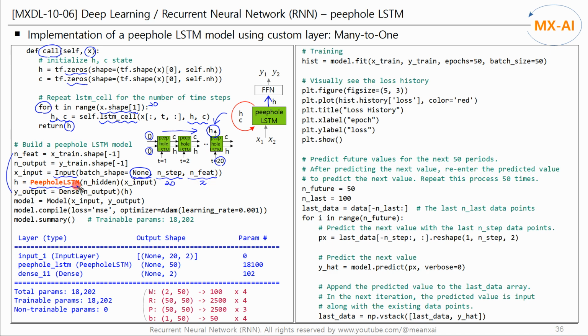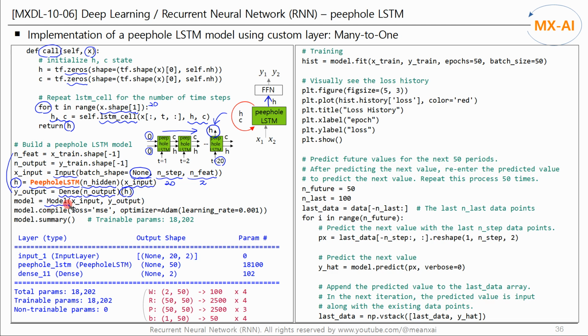Next, we create a recurrent layer using the Peephole LSTM class we just created above. Initiate the Peephole LSTM class by entering the number of neurons, then feed X input into the class. This class returns the final H. Finally, we create an output layer. The number of neurons in the output layer is 2. The final output H of the recurrent layer is fed into the output layer. Here we use the linear activation function. This is because this model is for time series forecasting, so it's a regression problem.